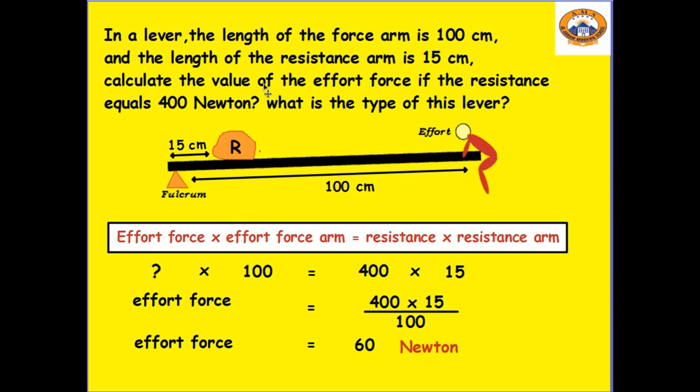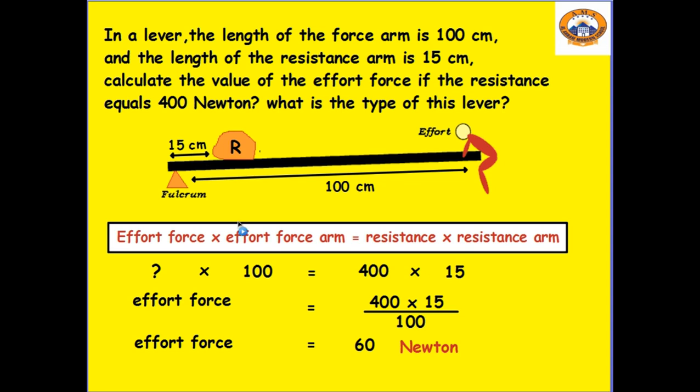Yes, it does, because we said that if the effort force was smaller than the resistance force and I did less effort than the R, this lever will save effort. And why was the effort force smaller than the resistance? Because the arm was longer. Look at the effort force arm. It's 100 centimeter, while the resistance arm was only 15 centimeter.